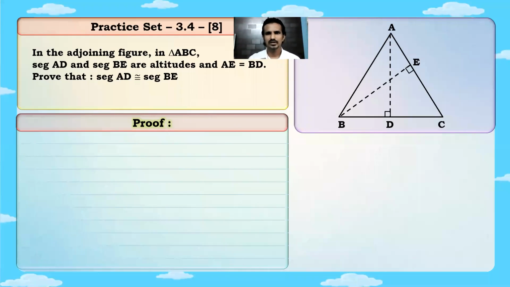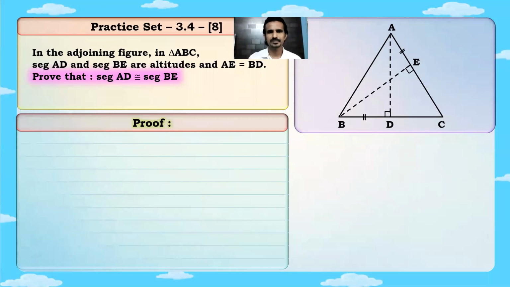In this question, we have a figure here. In this figure, triangle ABC, AD and BE are altitudes. Now altitude, you can say height of the triangle, in other words, or we can simply say the perpendicular from one of the vertices to the opposite side. So AD and BE are the altitudes, which are the perpendiculars. Now we also have the information that AE is equal to BD. We have to prove that seg AD is congruent to seg BE.